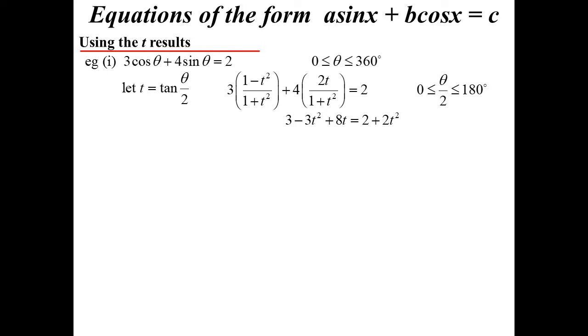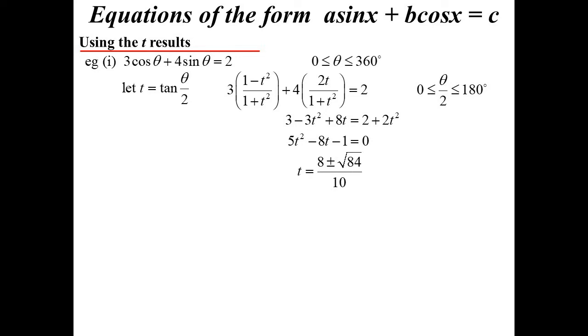But notice this, because the angle is theta on 2, that's what we've moved it to, we're only looking for answers between 0 and 180 now. 5t squared minus 8t minus 1. Unfortunately, it didn't factorise nicely, so I had to use the quadratic formula.